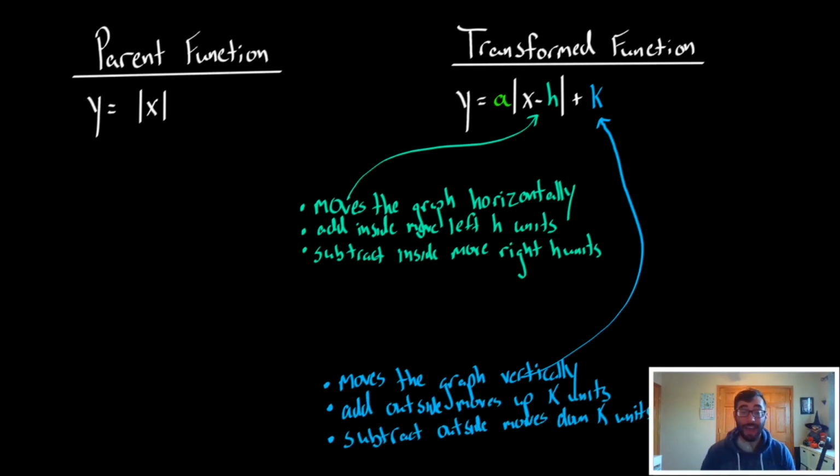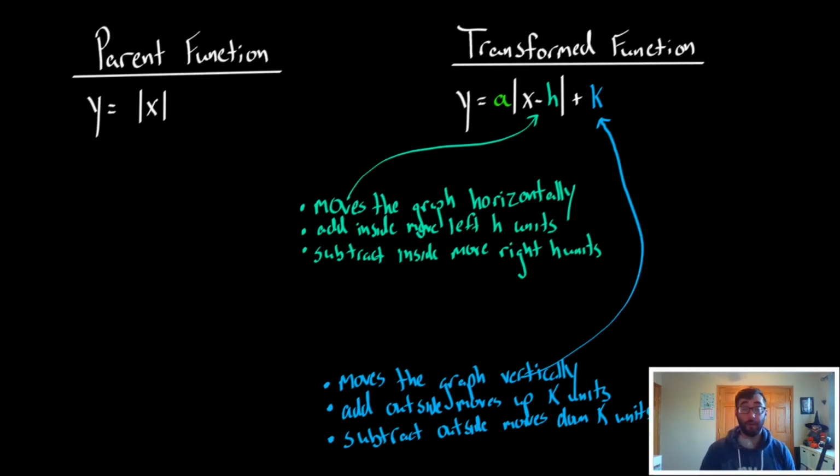So as we add outside, we move up k units, so we move up whatever that number is. If I add 2 outside, I move up 2. If I add 5 outside, I move up 5. If I add 17 outside, I move up 17, okay? Whereas if I subtract outside, I'm moving down that many units. So if I subtracted 2, I'm moving down 2. If I subtract 3, I'm moving down 3. If I subtract 17, I'm moving down 17, okay?